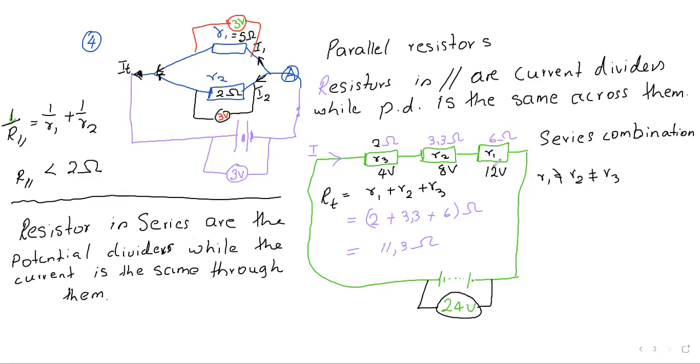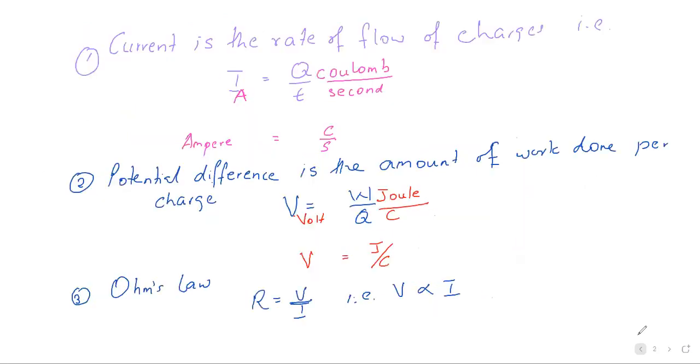If you add the potential difference here and on the second resistor to the last resistor, you'll end up with 24 volts. That gives you the total potential difference from the source there, which was 24 volts. Now, let's go back to the previous page and see what we have.